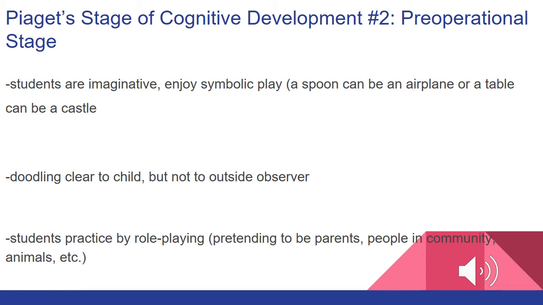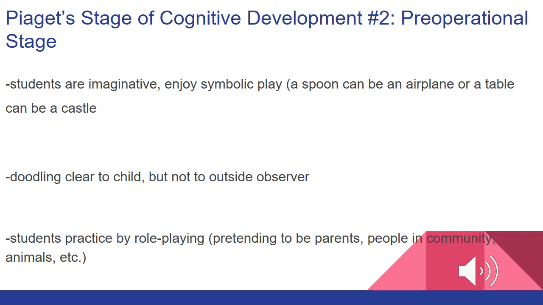They doodle a lot and they like to draw. However, when you look at their picture, it's very unclear to the outside observer what they're doing. Yet to the student, they know exactly what they're drawing. Students also practice new information and assimilate new knowledge and learn social skills by role playing. So a lot of times they'll pretend to be parents or people in the community, like maybe a firefighter or a chef, and they'll even pretend to be animals.